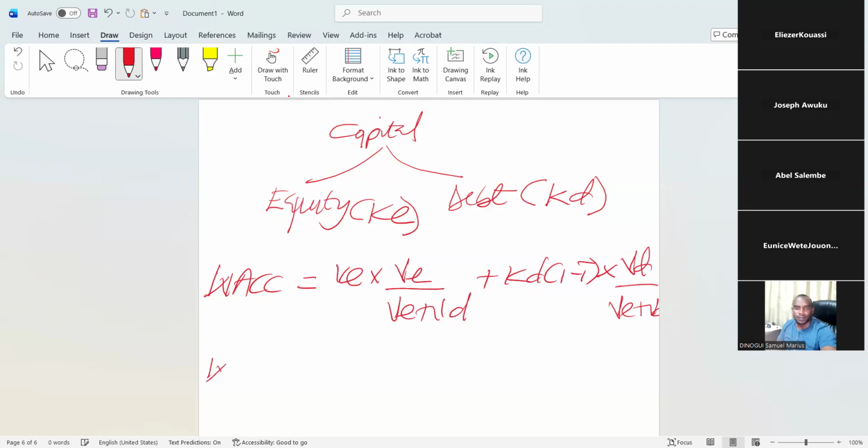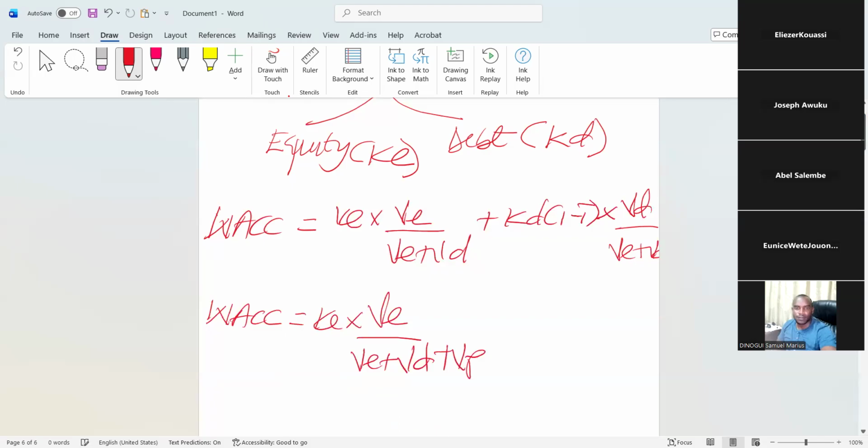But if it happens that the entity is having some preference shares, then we will have cost of equity times the value of equity over the value of equity plus the value of debt plus the value of preference. So the formula becomes a little bit long, right? After this section, I'll share with you the recorded section. You can take your time to write the formulas one by one. I want to take my time to write the formulas. Then we will have what? Cost of debt (1 minus T) times the value of debt over the value of equity plus the value of preference plus the value of debt.